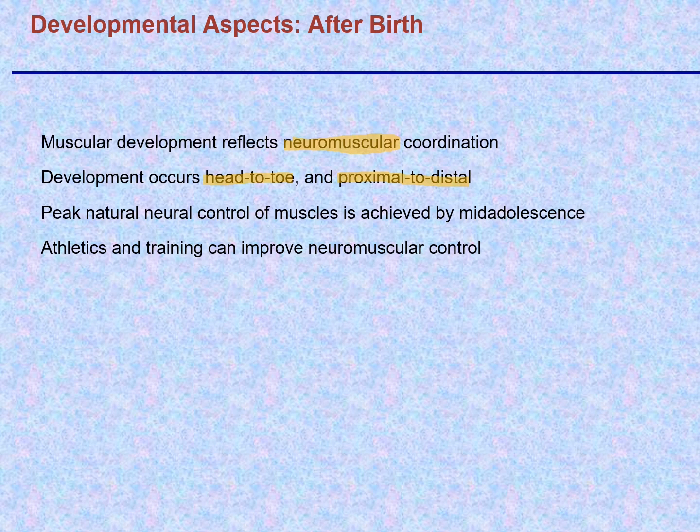Peak neural control is achieved in mid-adolescence, and is sustained essentially for a while, but falls off. The peak control of your muscles is falling off once you pass mid-20s probably. Athletic training can certainly improve neuromuscular control. It's a very important method of improving neuromuscular control.